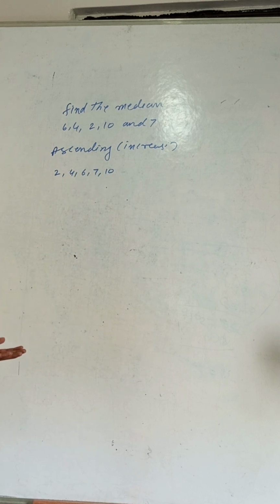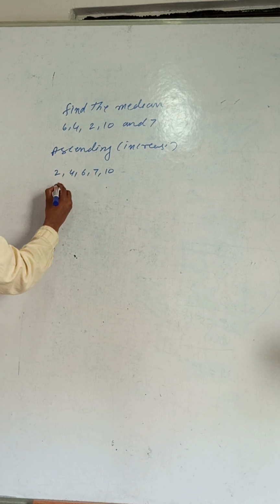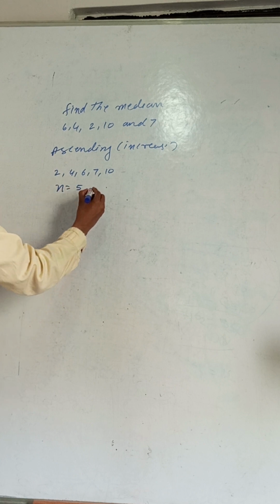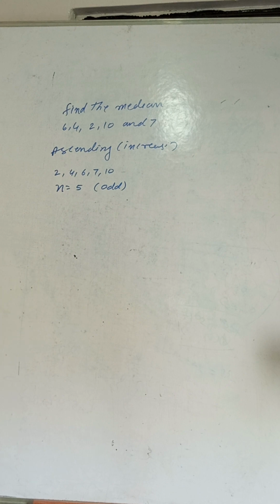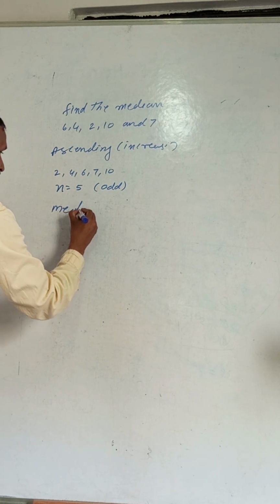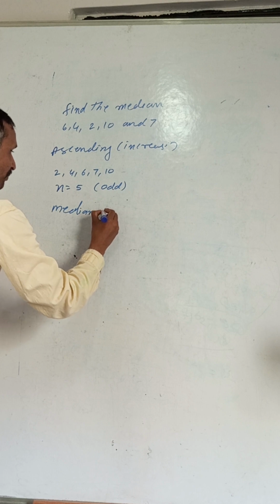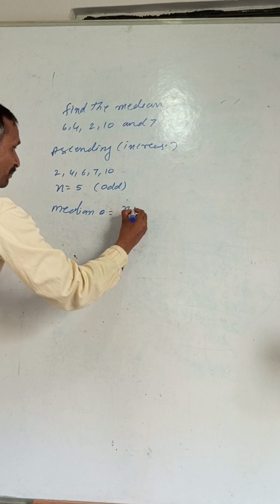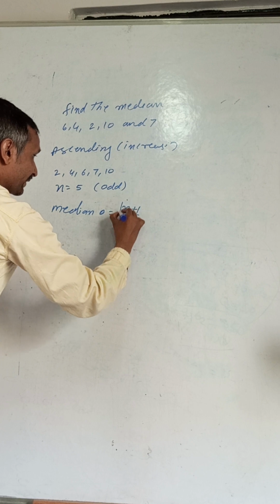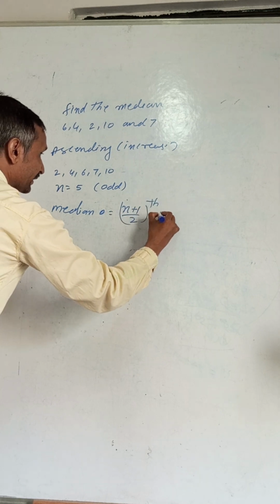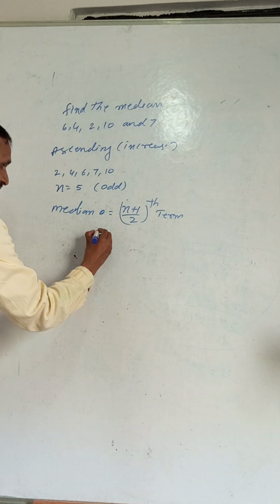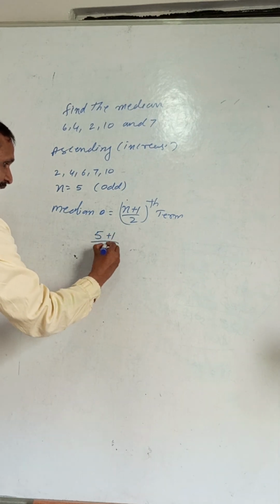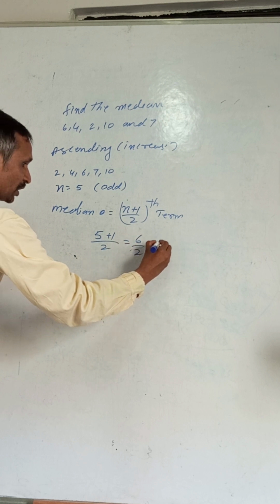Now first of all we find the total number of terms. Total is 1, 2, 3, 4, 5, so n is equal to 5, and it is an odd number. For the median of an odd number of terms, the term number is n plus 1 by 2. Here n is 5, so 5 plus 1 by 2 is equal to 6 by 2, which is equal to 3.